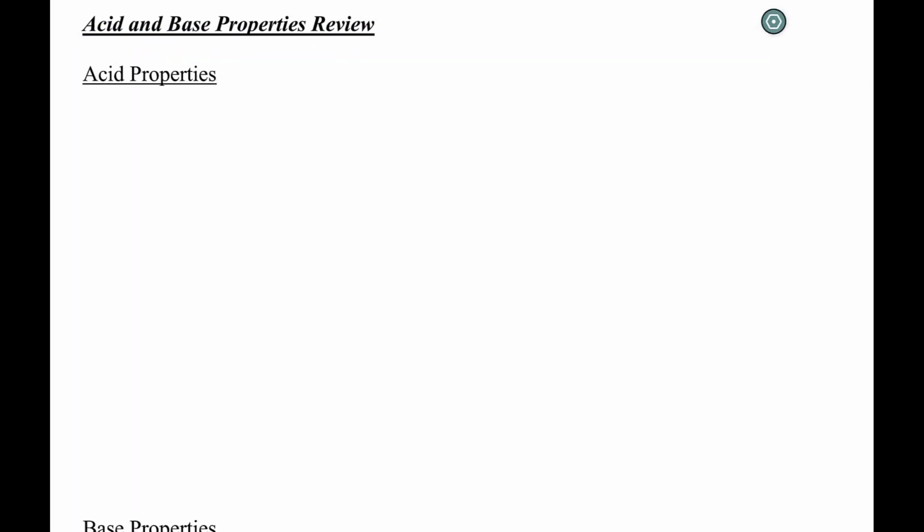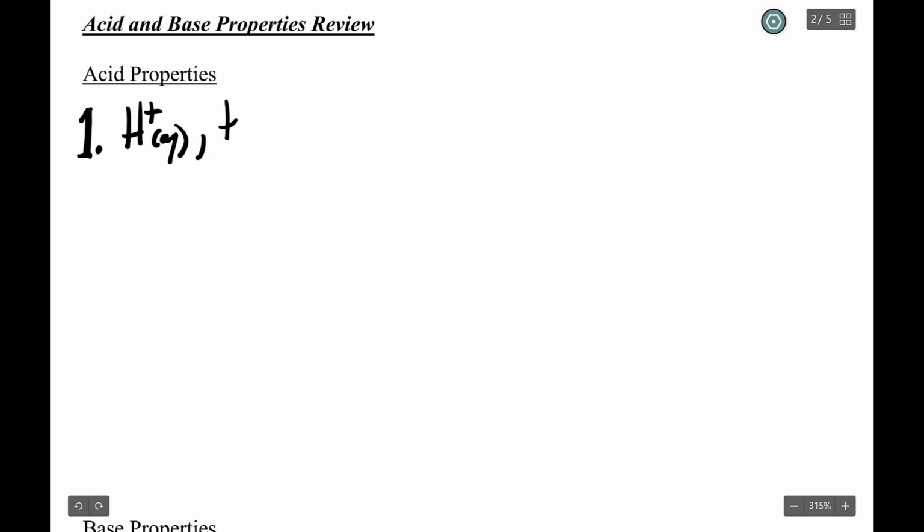The next thing we're going to look at in today's lesson is a review of acid and base properties that should have been developed over the last number of years. So very basic understandings of what acids and bases are. So probably starting with the most important point, what is an acid? You should know that an acid is a hydrogen ion. And we are going to learn today that it is actually a hydronium ion in solution.